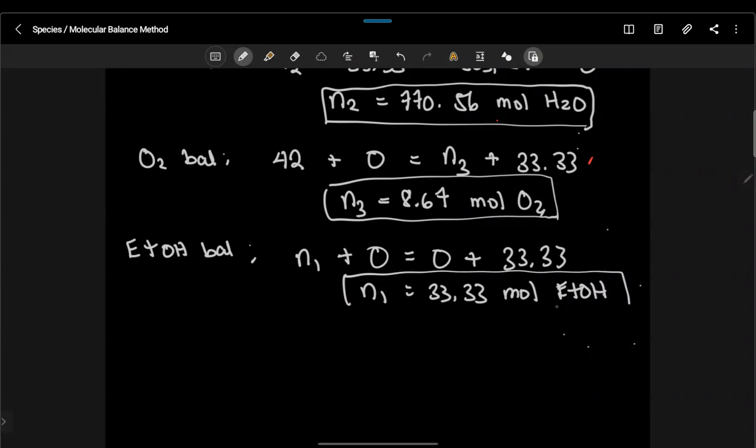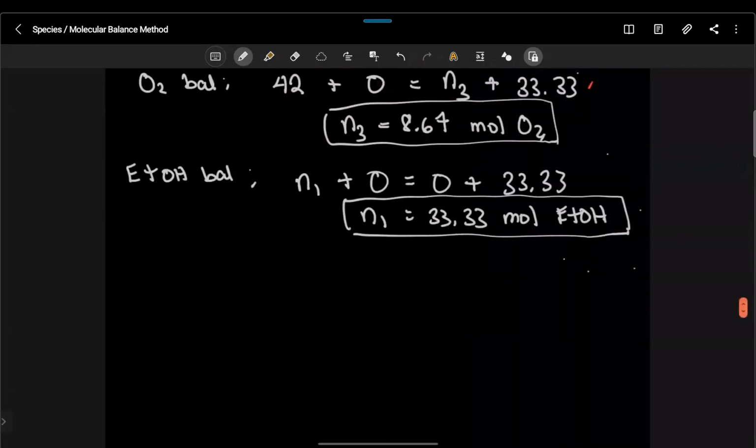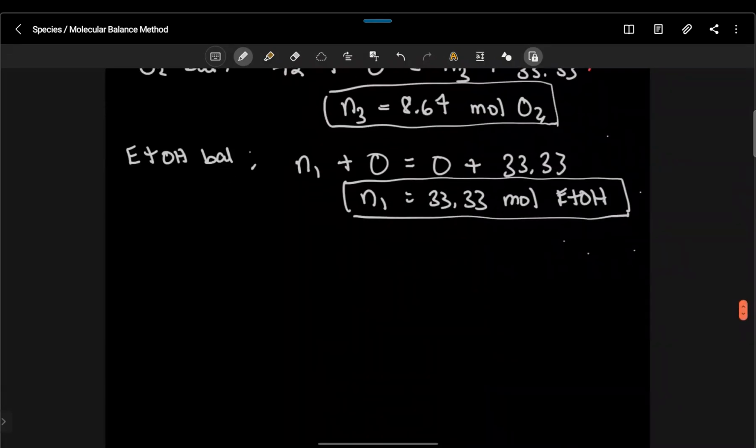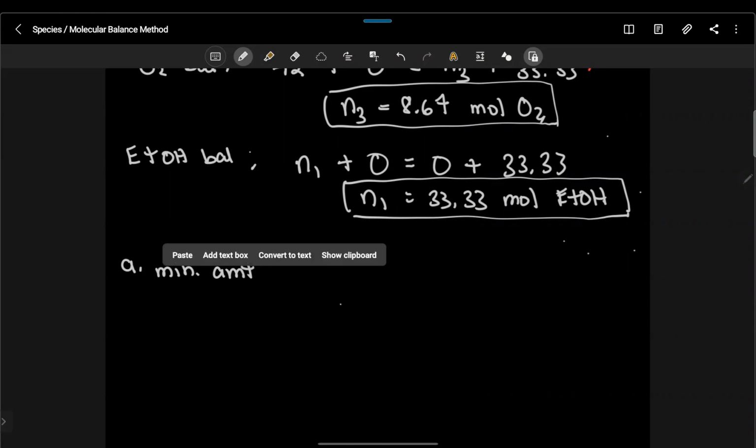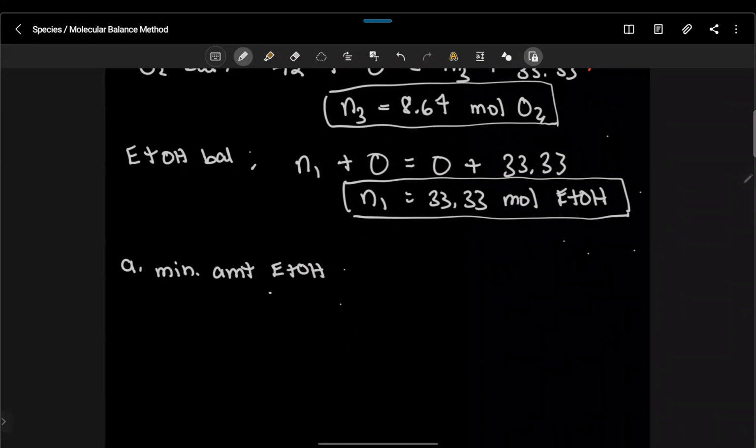There, we have completed the balances. We have calculated the 4 unknowns. Sagutan na lang natin yung mga tanong. Okay, so letter A, ang tanong doon is minimum amount of ethanol required. So, paano yan? Ano ba yung ethanol? Ayun no, 33.33 yung sagot, di ba? Yung N1.